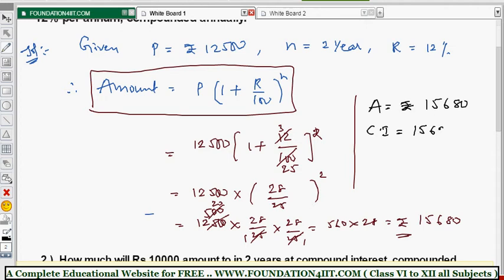So 15,680 is the amount and the principal is 12,500. Do the subtraction, this is the compound interest. Okay, if you subtract, 15,680 minus 12,500 is 3,180. Right, this is the compound interest. So if you apply the formula straight away, it's simple.